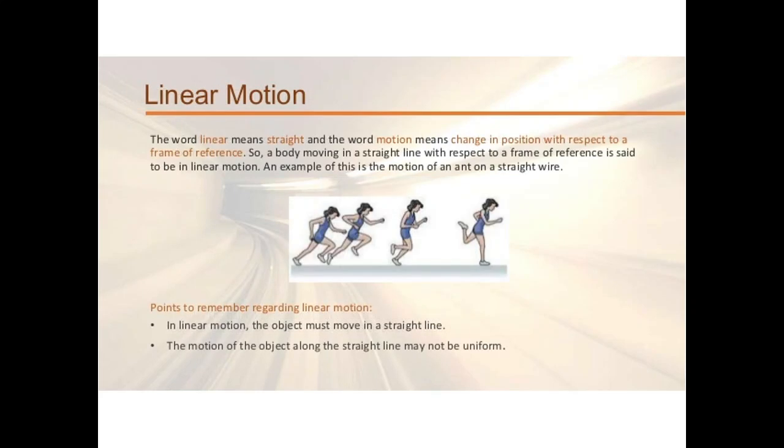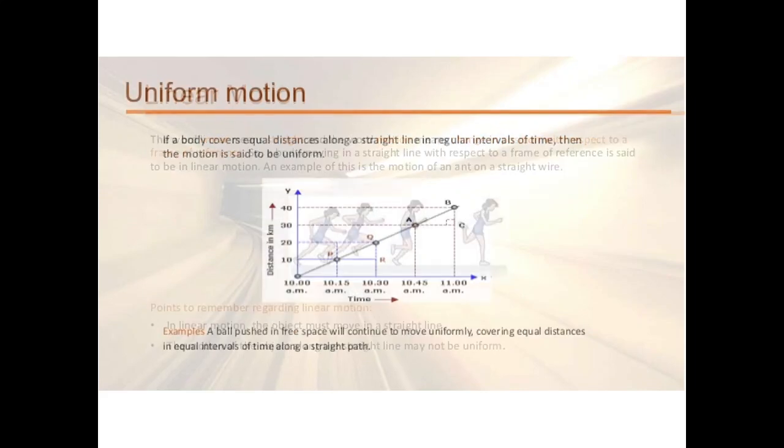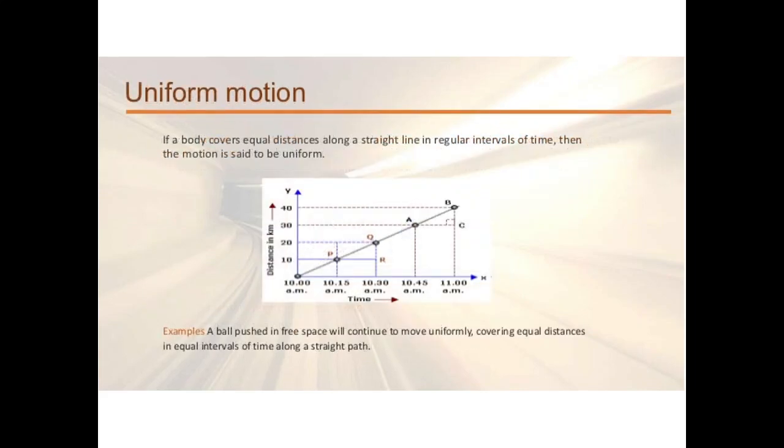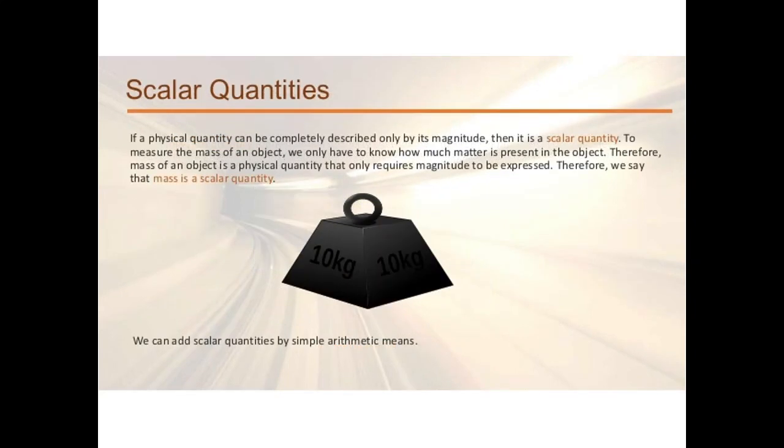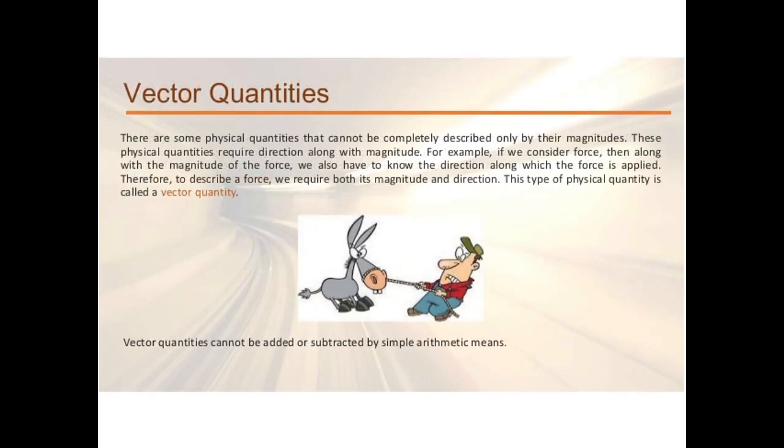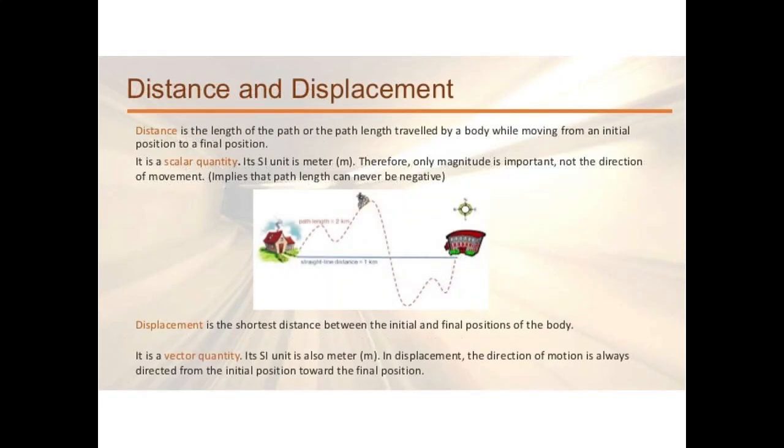Then linear motion, where the motion was in a straight line. Then again came your uniform motion, if in a regular interval of time, a particular amount of distance is covered, then that is uniform motion. Then we came to know about physical quantity, which were divided into scalar quantity and vector quantity. Then we came to know about distance and displacement, where I told you that distance is a scalar quantity and displacement is a vector quantity. Displacement is the shortest distance traveled.